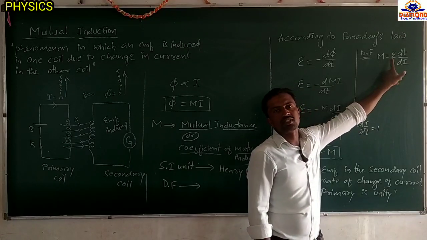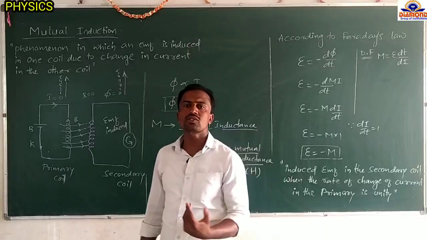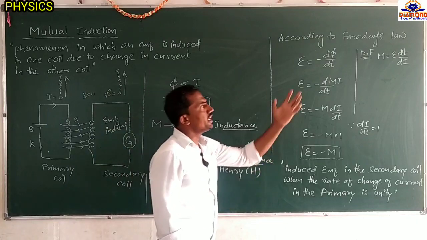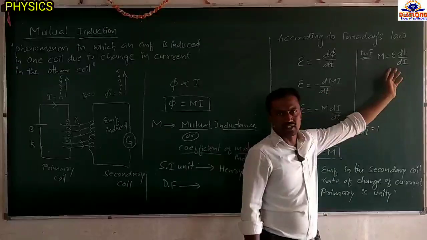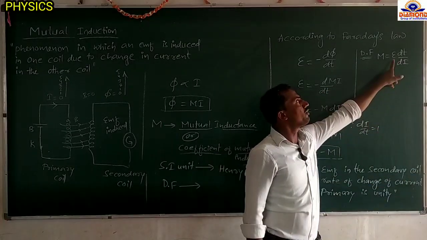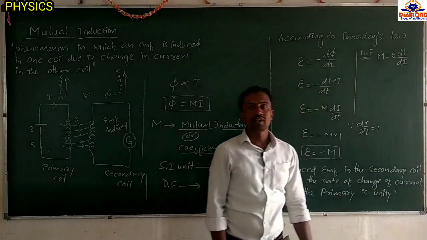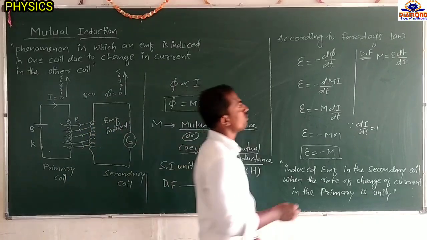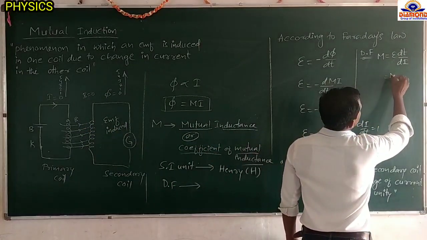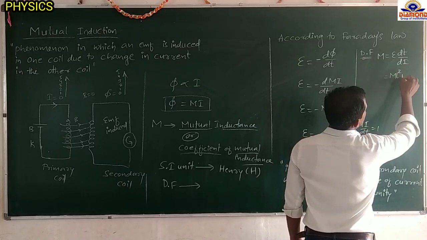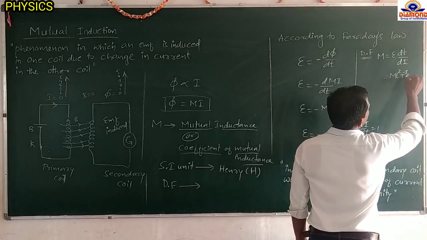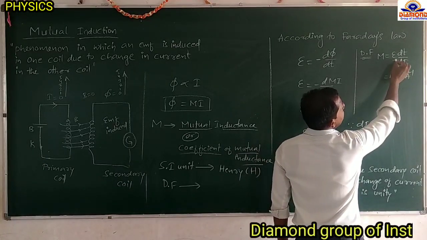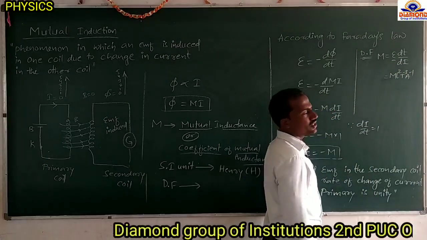What is E? E means induced EMF. EMF is also called potential. We can say EMF, we can say potential. dt means time, di means current. Then what is the dimensional formula of potential? In the second chapter, electrostatic potential, the dimensional formula of potential is M L^2 T^-3 A^-1. It is the dimensional formula of EMF or potential.